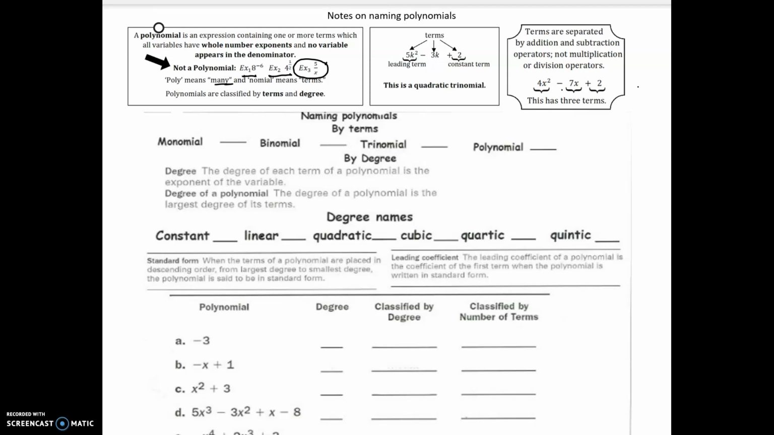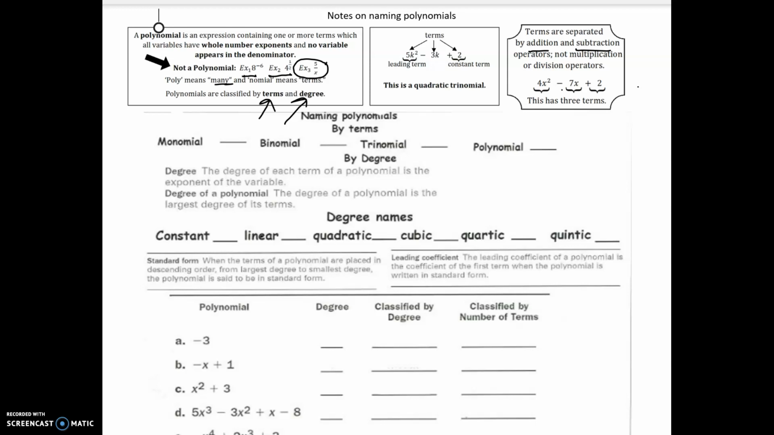So we're going to classify polynomials by terms and degree. Each term is going to be separated by either an addition or a subtraction sign. And this is an example of what we call a quadratic trinomial. I'll go over this a little bit more after we go over the names. Okay? So let's start with the number of terms. Again, terms are separated by addition or subtraction. And these names may seem very familiar to you.